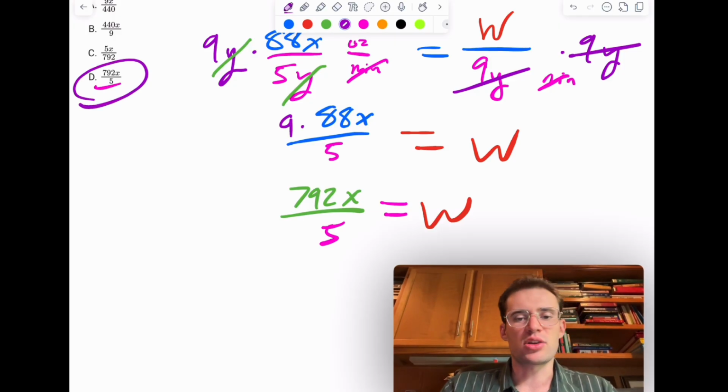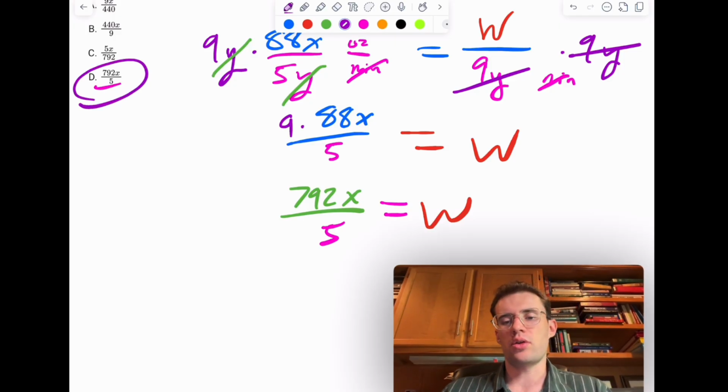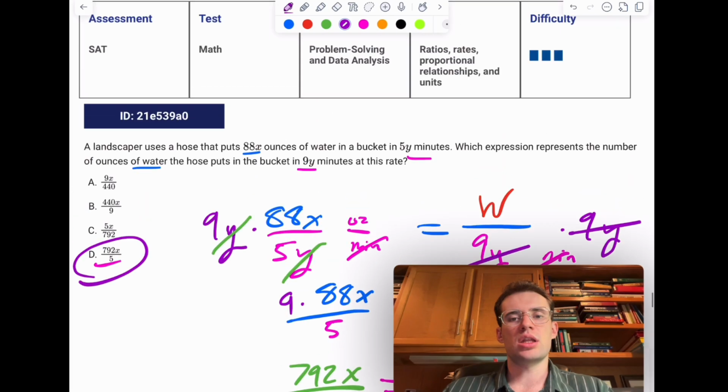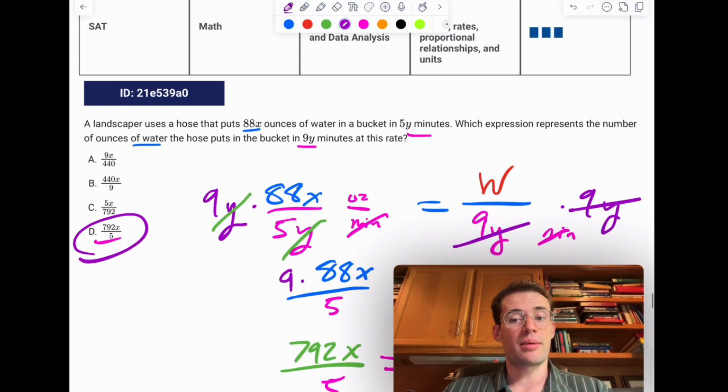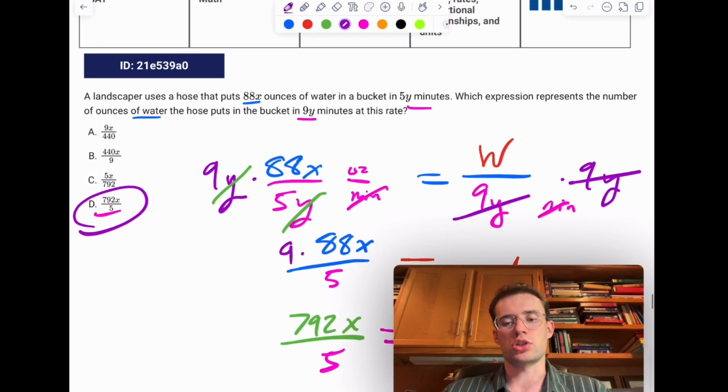As I said, it's the only one with 5 in the denominator, but make sure you do it fully all the way through. That is the numerator. When the denominator is 9y, you set up a proportional fraction.